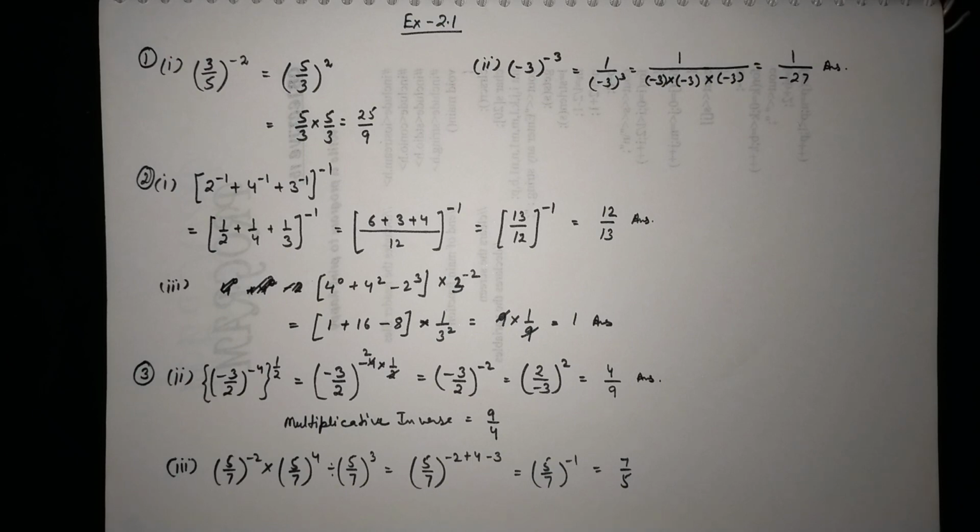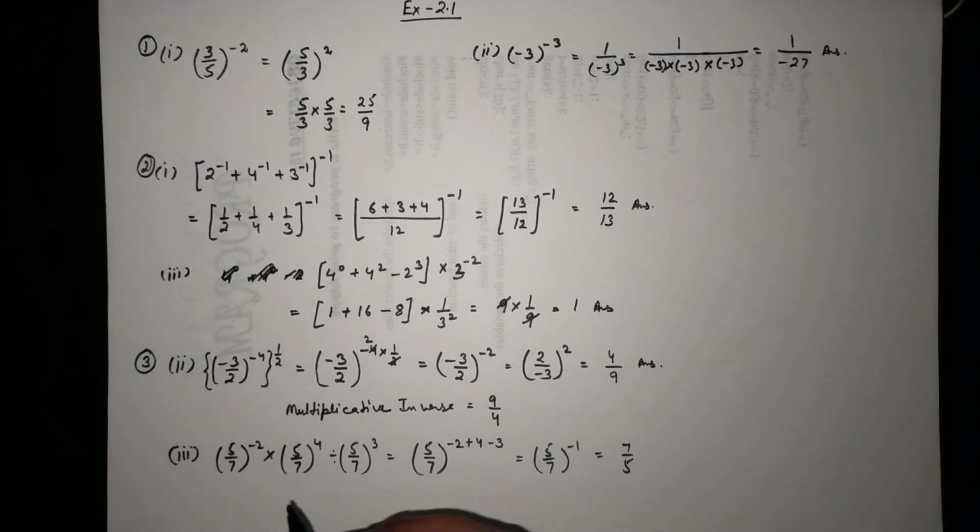Now we have to find the multiplicative inverse of this. So multiplicative inverse will be the reciprocal of this, that is 5 by 7.